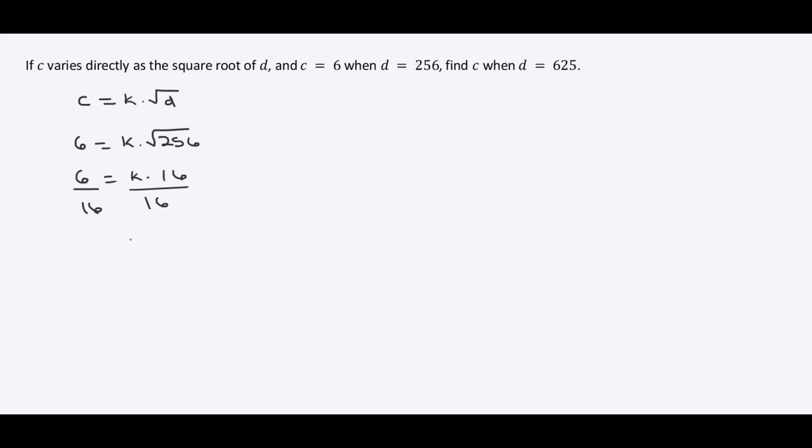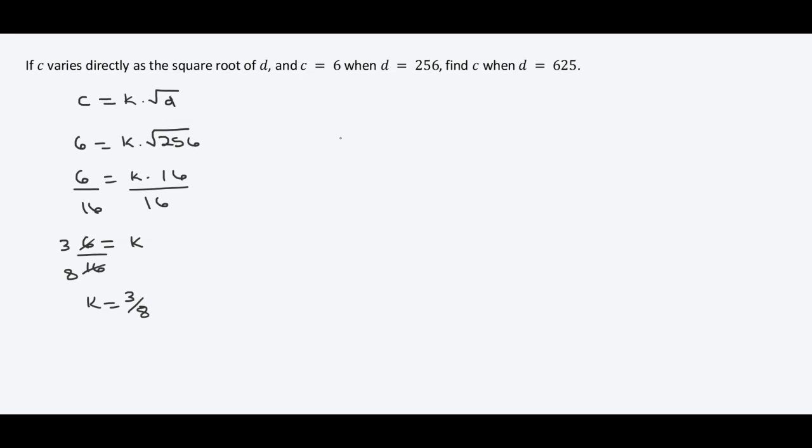So k is equal to 6 over 16. We can simplify this by dividing both the numerator and denominator by 2. So we have 3. Okay, so k is now equal to 3 over 8.